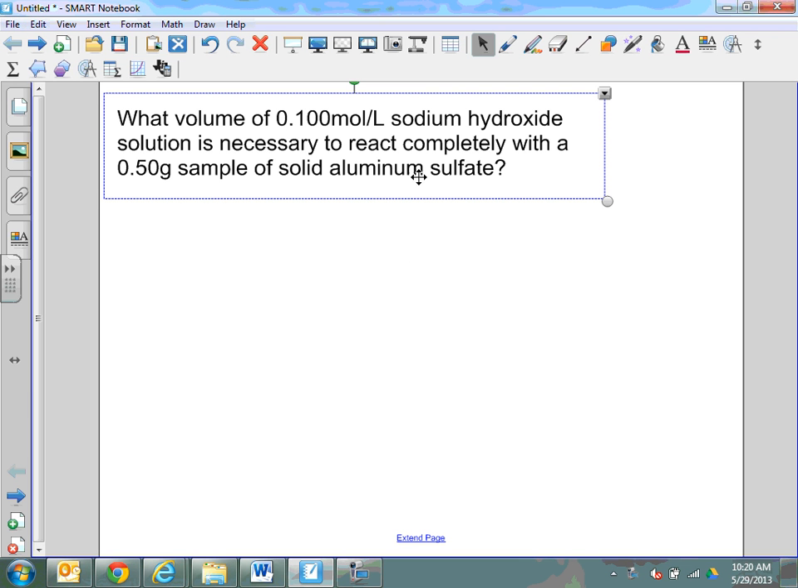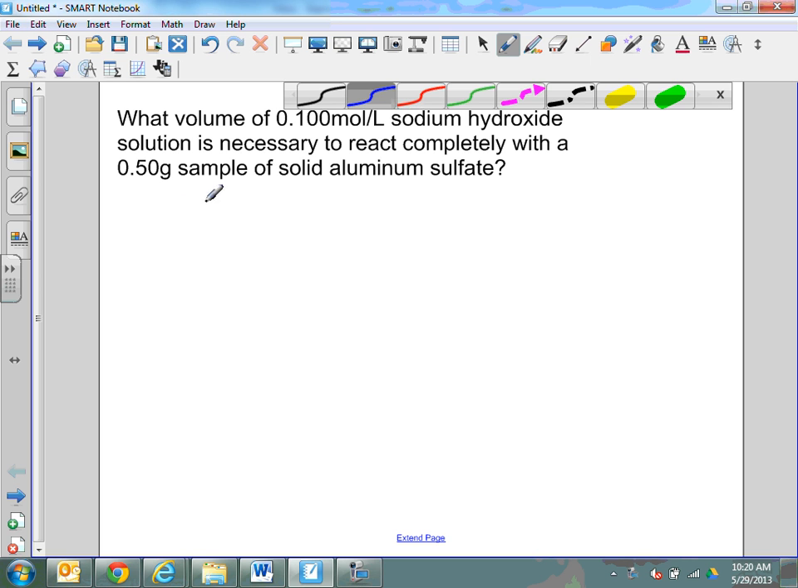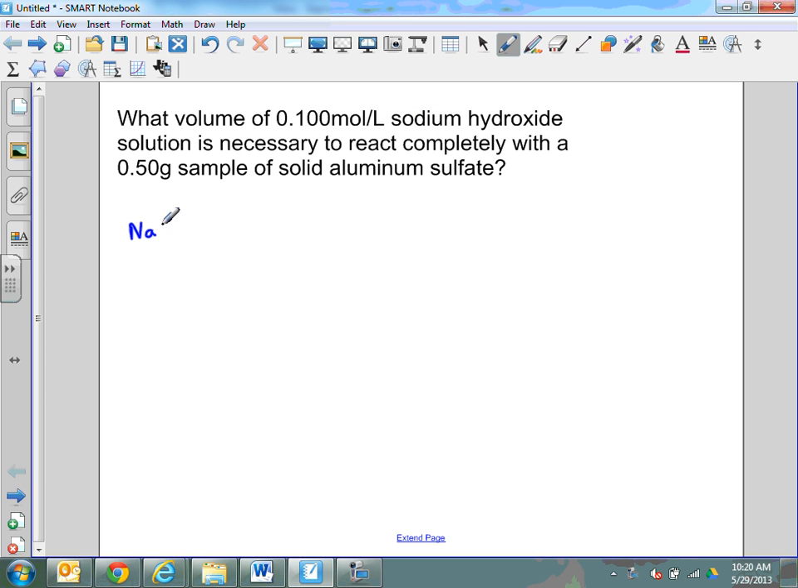All right, so this question is solution stoich. We're given a concentration and we're asked to find the volume of the sodium hydroxide. So step one, we've got to write our balanced equation. So I'm reacting sodium hydroxide, which is NaOH. This is aqueous. And I'm adding solid aluminum sulfate.